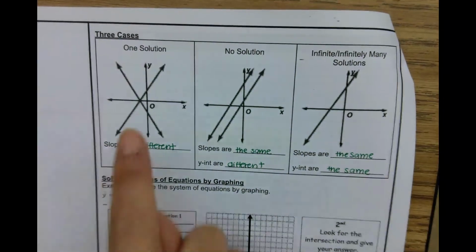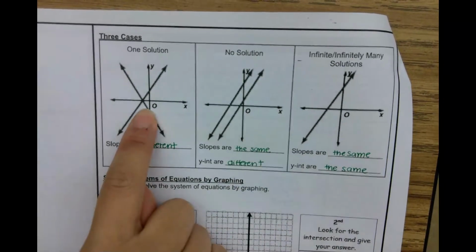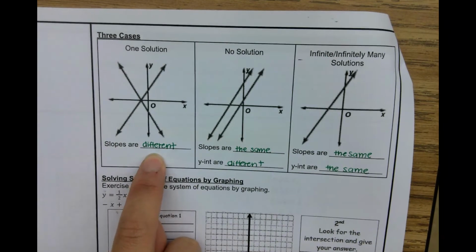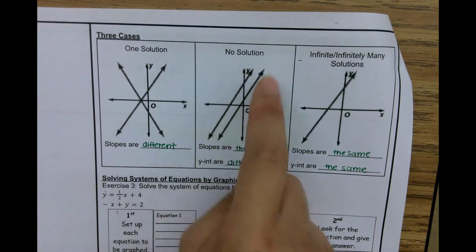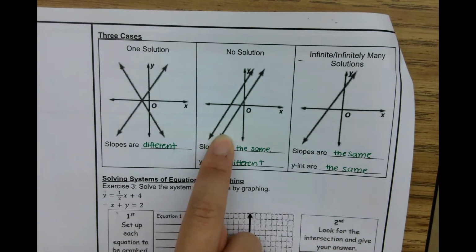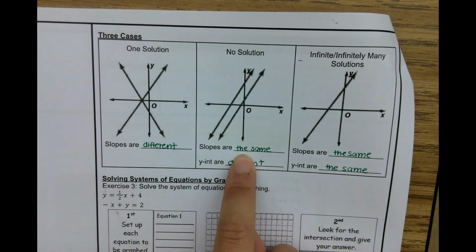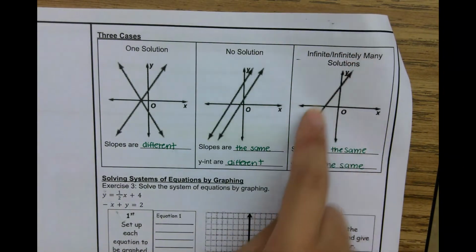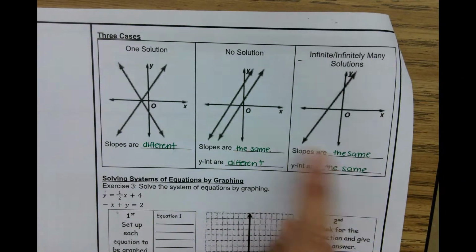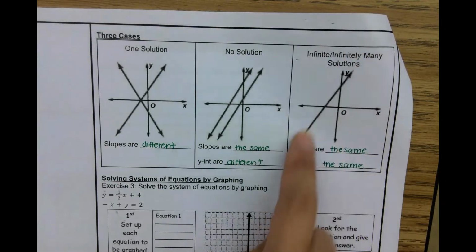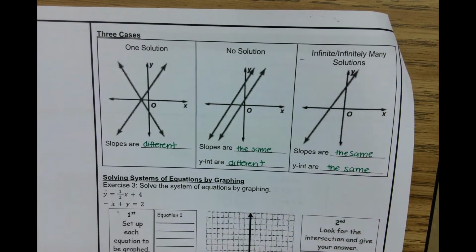So these are our 3 cases, right? One solution if it intersects one time, and that's when our slopes are different. We will have no solution because our graphs do not intersect at all when they are parallel. And we know they are parallel when the slopes are the same and the y-intercepts are different. Okay? And we will know that we have infinite or infinitely many solutions when our slopes are the same and our y-intercepts are the same because they're the exact same line. Okay? Let's get started.